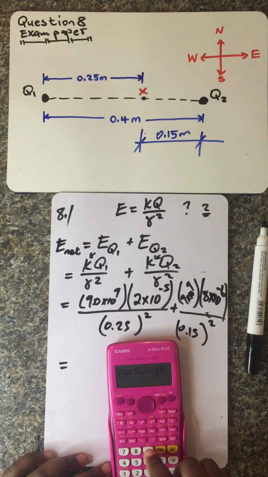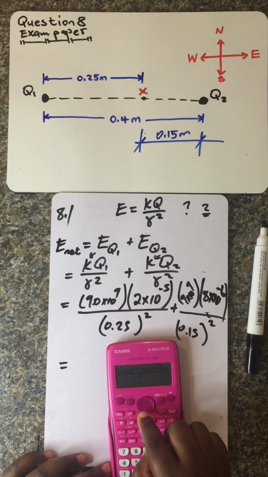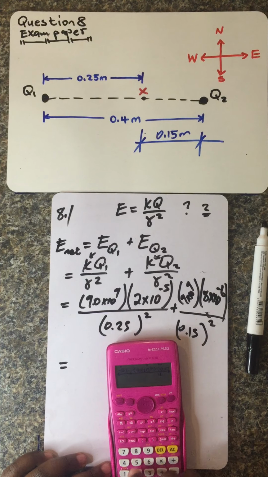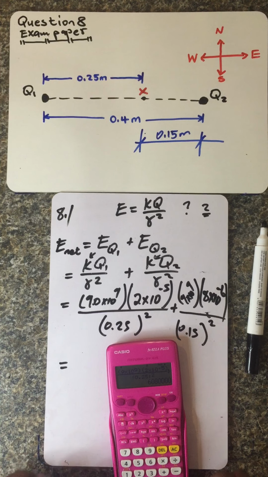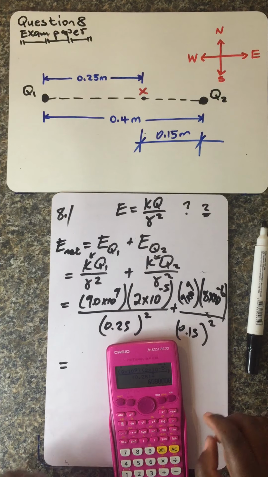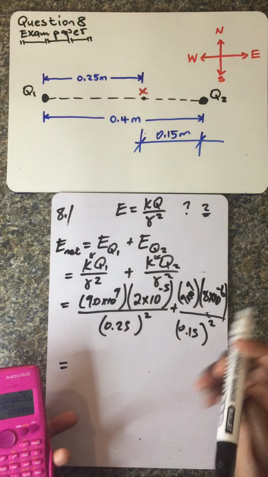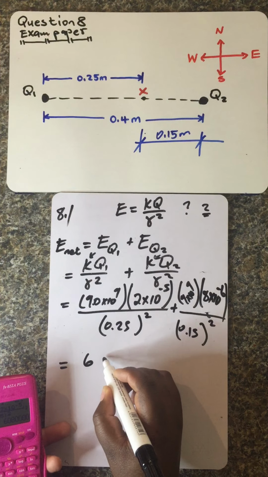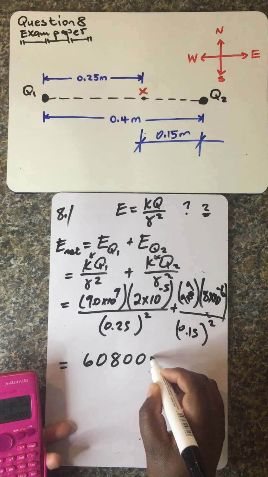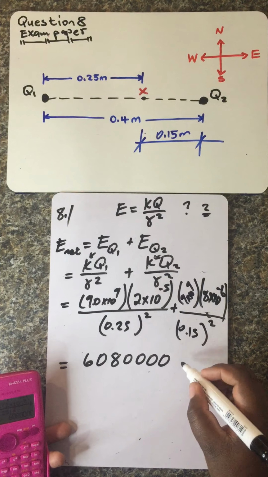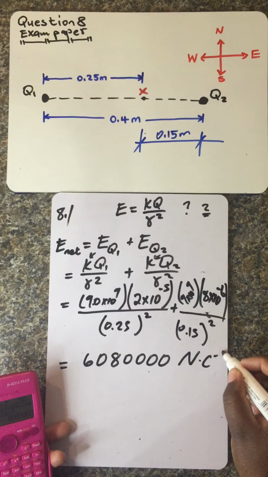To the exponent 9, you close, open 8 times 10 to the exponent negative 6, you close, then at the bottom is 0.15, you close, and then squared. Okay, very, very much important, guys. I'm getting this number. I'm not sure if you're also getting the same number. It's 608, then it's 1 2 3 4 zeros. Okay, then it's Newton per Coulomb.